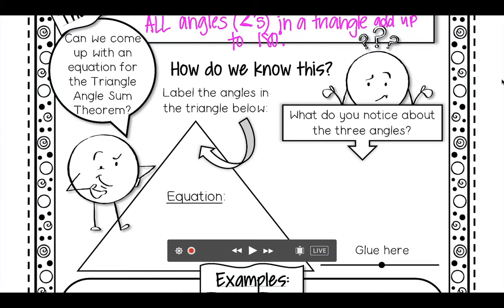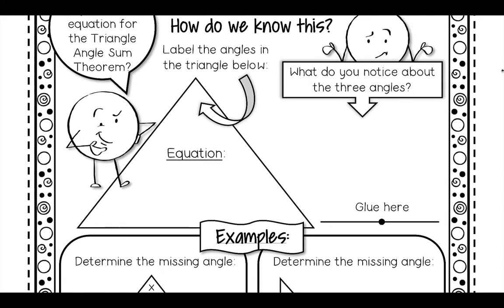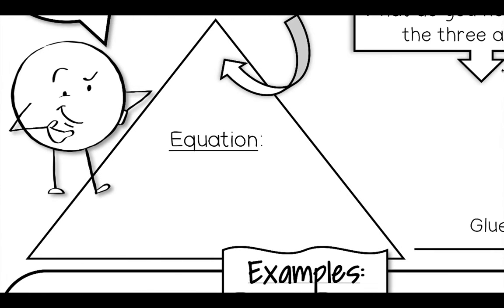That's how we can figure out a missing angle by using that. So if I look at this triangle here, this is angle 1. Remember, I draw this as my angle sign. This is angle 2, and this is angle 3.